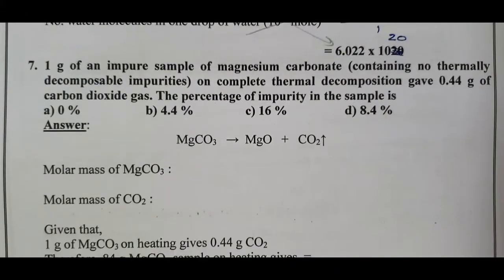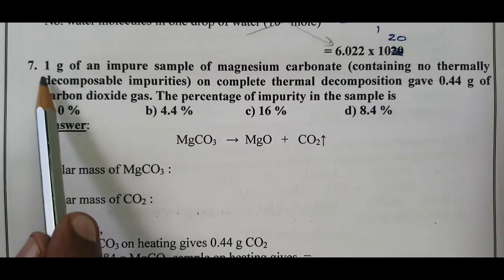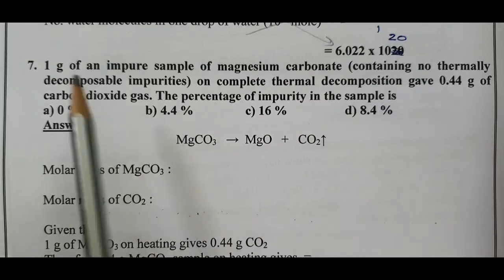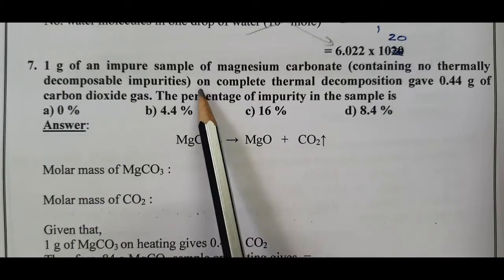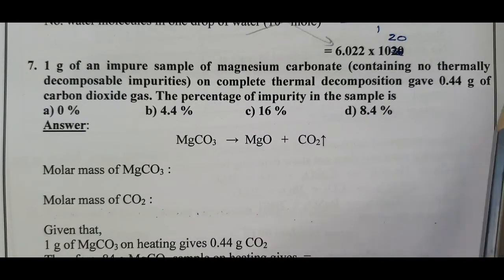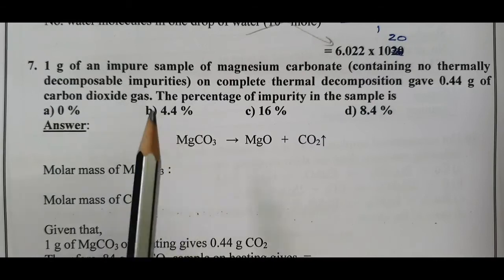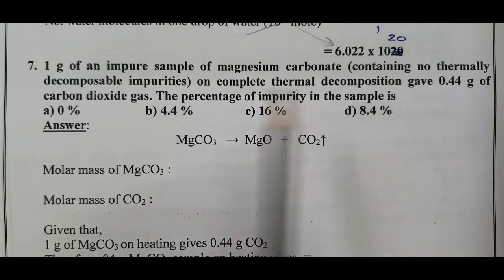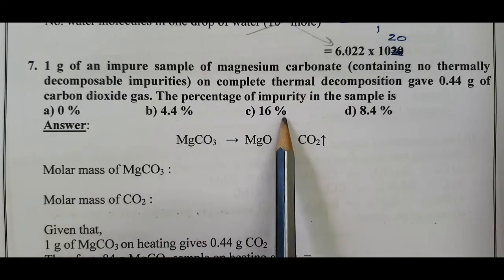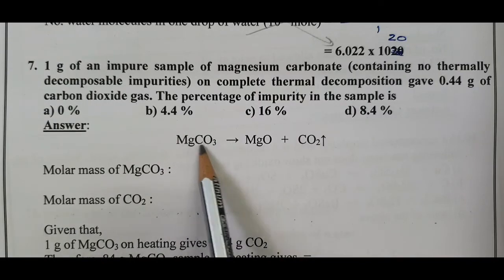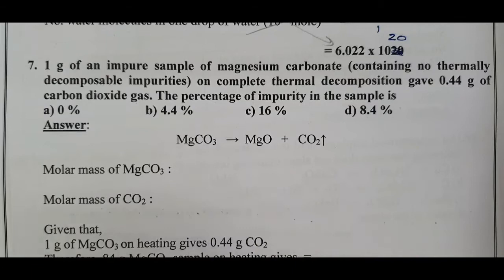Come to question number 7. 1 gram of an impure sample of magnesium carbonate containing no thermally decomposable impurities, on complete thermal decomposition gave 0.44 gram of carbon dioxide gas. The percentage of impurity in the sample is: 0%, 4.4%, 16%, 8.4%. Magnesium carbonate on heating liberates carbon dioxide, leaving magnesium oxide: MgCO3 gives MgO plus CO2.